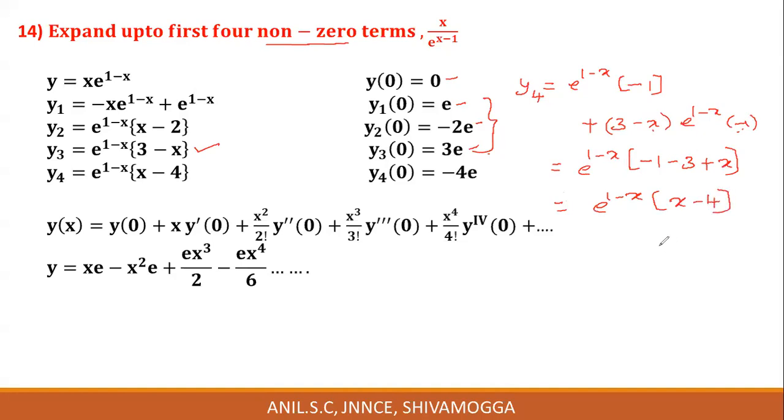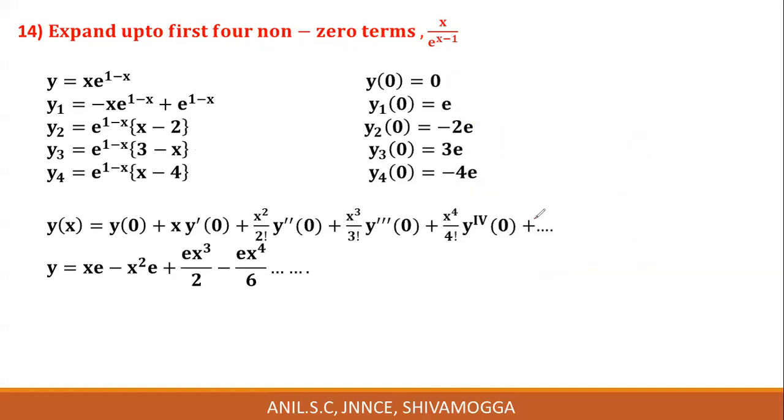Put x is equal to 0. When x is equal to 0, this will be y4 of 0, which is equal to e power 1 minus 0, that is 1, into x minus 4, which is just minus 4. Therefore, minus 4. Rest you can do. Substitute in this equation. Maclaurin series up to 4th degree term. Make the substitutions.